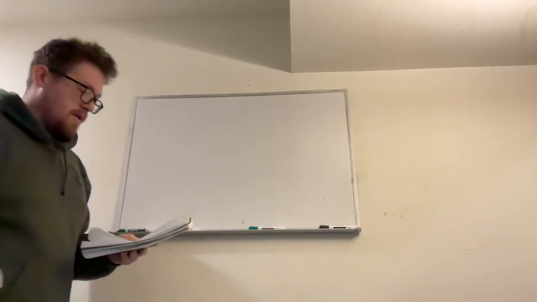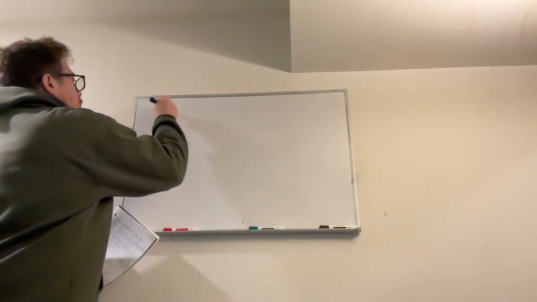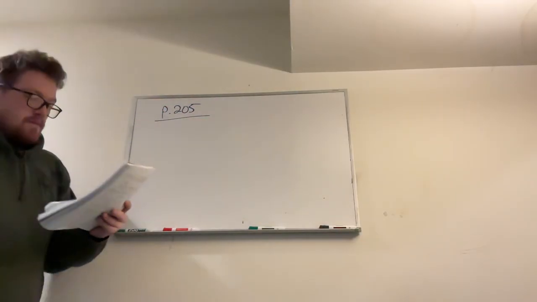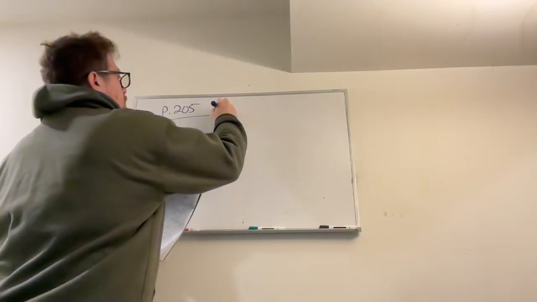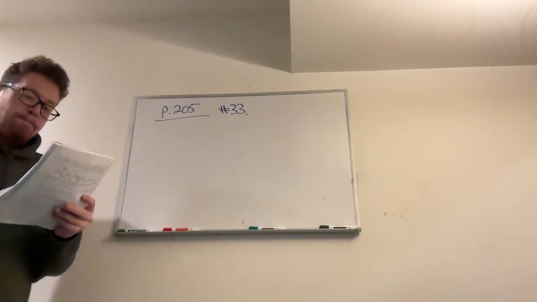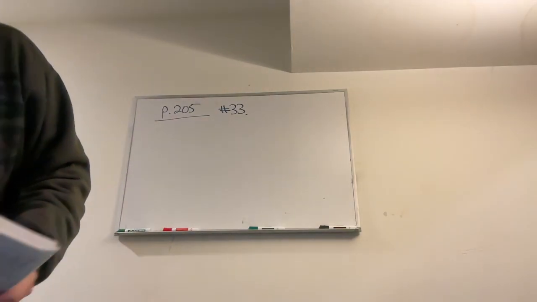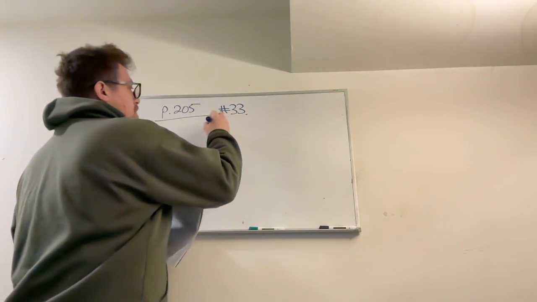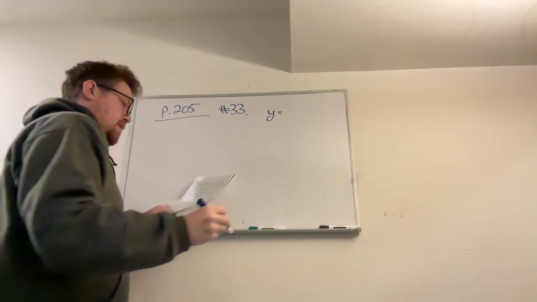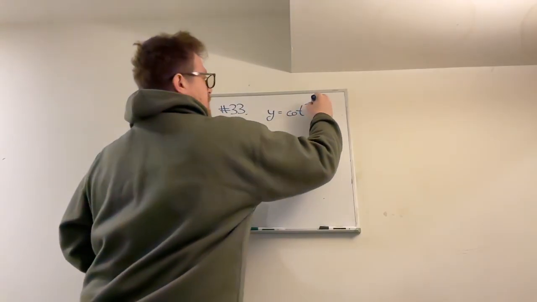Okay, so this problem is page 205, same book. Page 205, number 33. And let's see, so basically they give us a function right over here. And they write it as cotangent squared of sine of theta.